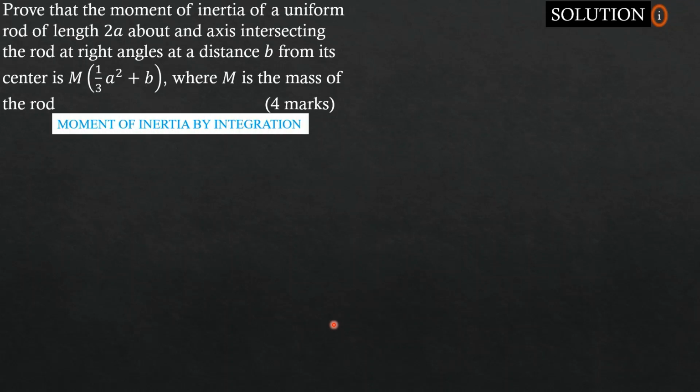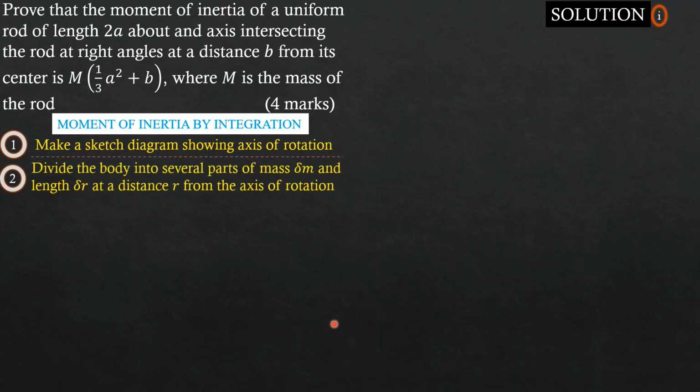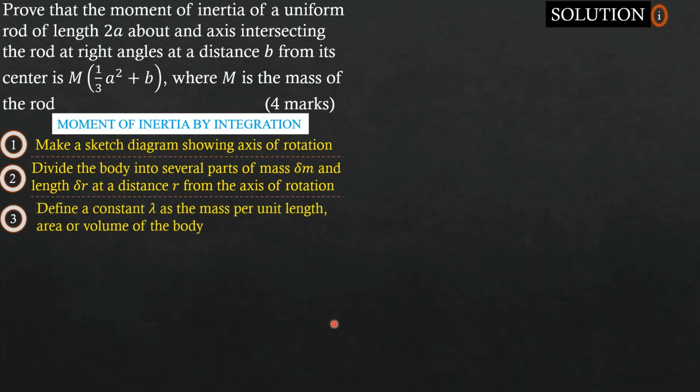Okay, so let's see the various steps that we can use to find the moment of inertia of a rod about any axis using integration. So the very first step is to make the sketch of the diagram showing the axis of rotation. Secondly, we divide the whole rod or the body in question into several parts of mass delta m and length delta r, which is at a distance of small r from the axis of rotation. Thirdly, we define the constant lambda as the mass per unit length, or the mass per unit area, or the mass per unit volume of the body.